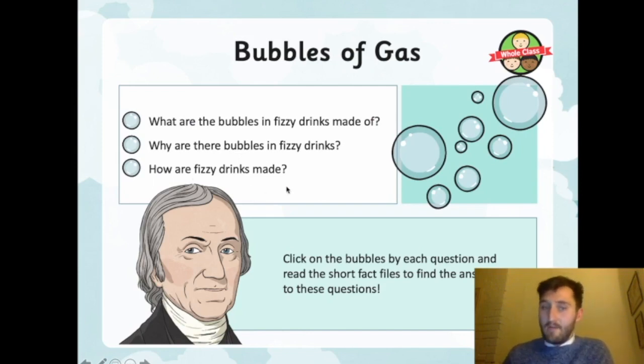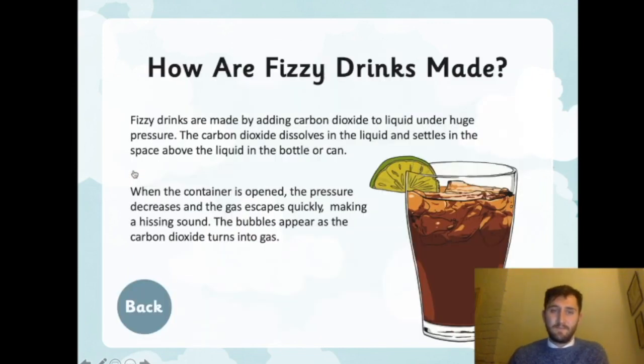So let's find out, how are fizzy drinks made? Well, if I'm thinking of the first bit, carbon dioxide, and then this person, Joseph Priestley, put something inside the fizzy drinks, I think it might be something to do with carbon dioxide, but let's find out. So fizzy drinks are made by adding carbon dioxide to liquid under huge pressure. The carbon dioxide dissolves in the liquid and settles in the space above the liquid in the bottle or can. So when the container is opened, the pressure decreases and the gas escapes quickly, making a hissing sound. The bubbles appear as the carbon dioxide turns into gas.